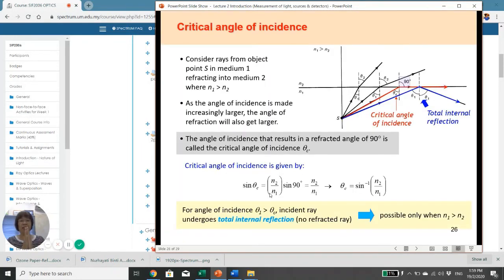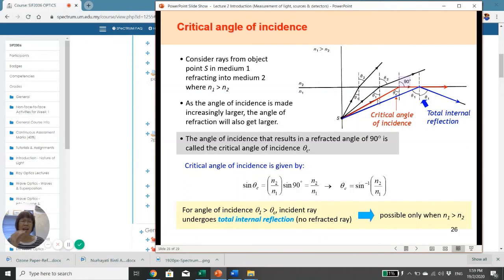Now let's come to the critical angle of incidence. If you look at this diagram here, as we increase the incident angle, the ray bends more away from the normal. This is from a denser medium to a less dense medium, n1 larger than n2. Up to a certain point, the transmitted ray will be along the surface that separates the two media, making a transmitted angle of 90 degrees. At this point, this is the critical angle.